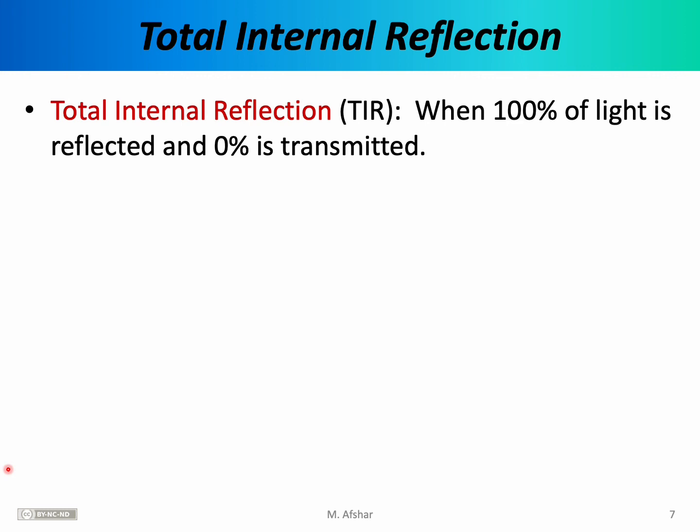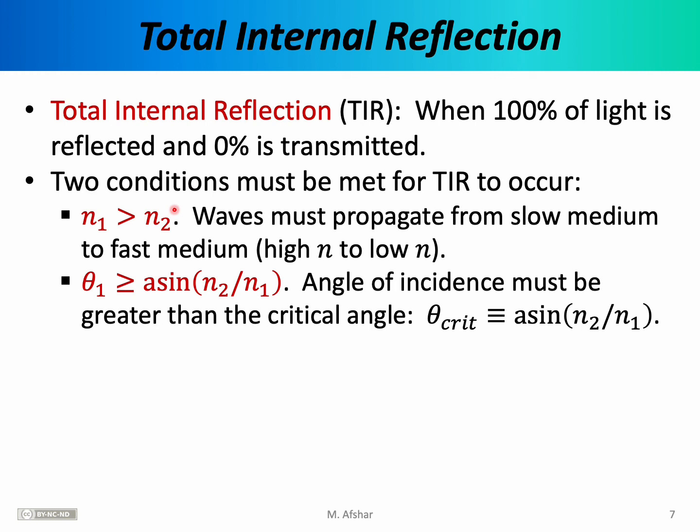So the previous practice problem was meant to introduce you to the concept of total internal reflection, which is an important concept with some very interesting technological applications, and therefore we must understand it well. Total internal reflection, or TIR, occurs when 100% of the incident light energy is reflected and 0% is transmitted. This happens when two conditions are met. First of all, the index of refraction of the first medium, the incidence medium, must be greater than the index of refraction of the second medium, the transmission medium.